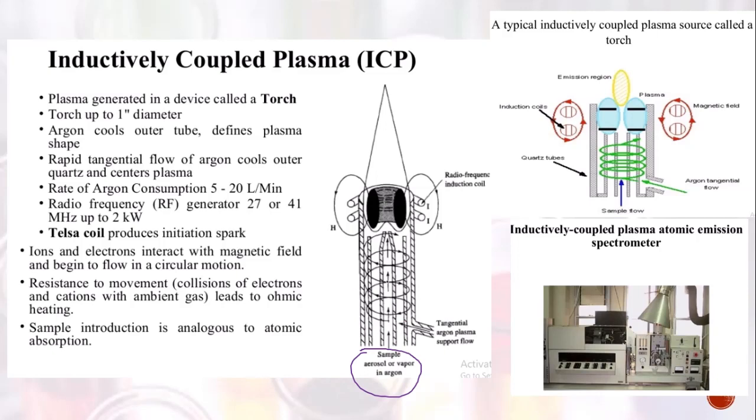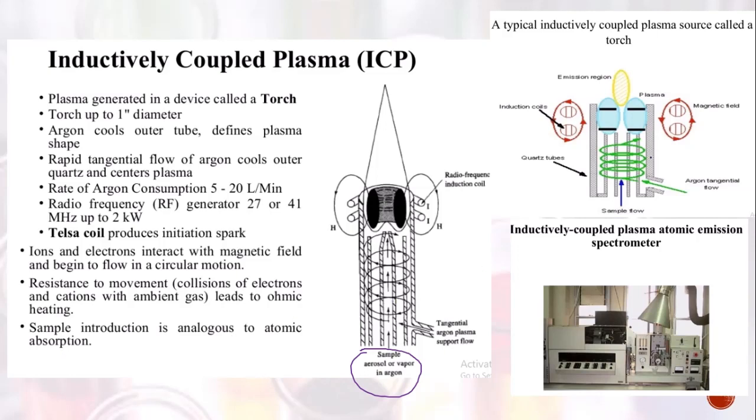This radio frequency is very important. And then we also have what we call the Tesla coil producing an initiation spark. So the ions and the electrons interact with the magnetic field and begin to flow in a circular motion. The ions from the sample will now begin to flow in a circular motion. The resistant movement or collisions of the electrons and the cations with the ambient gas in this system lead to heating, so the sample introduction is analogous to atomic absorption.